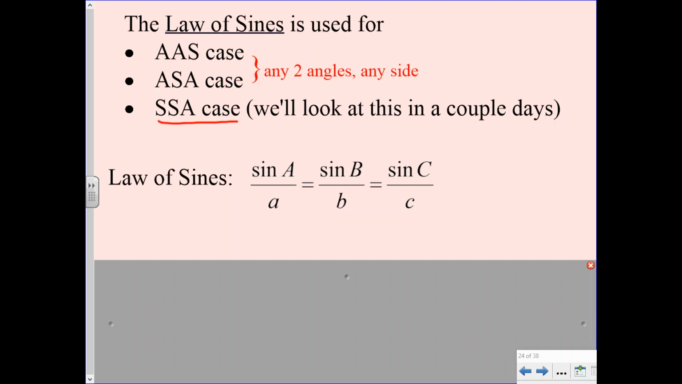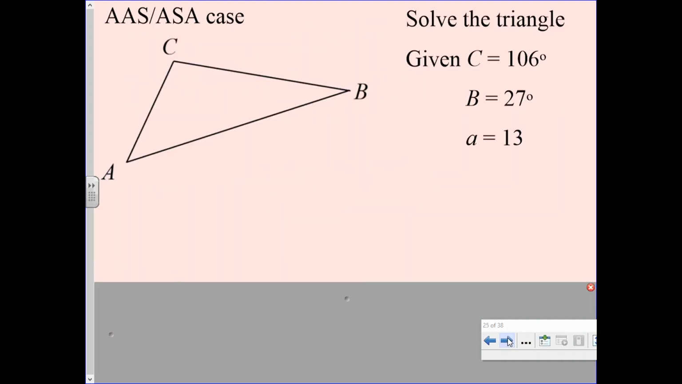Okay, so I'm going to do one quick example with you guys, and then I'll give you a second one you can do on your own, and then we'll zip through those answers, and we'll move on to the next topic. So here we go. Here's our first one. I want to solve the triangle. I'm giving you angle C, angle B, and side A. Remember, capital letters are always going to be the angles. Lowercase letters are always going to be the sides.